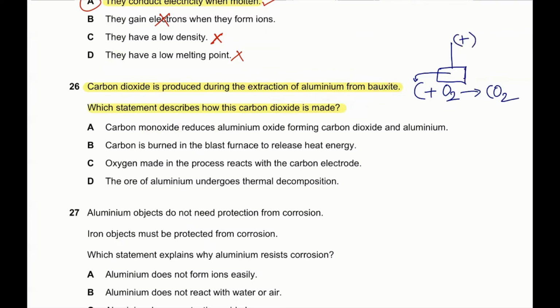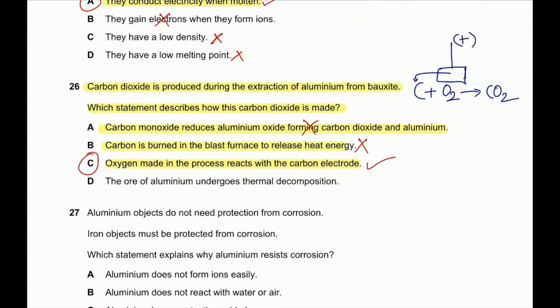Now let's see. Carbon monoxide reduces aluminium oxide to form carbon dioxide and aluminium. Guys, aluminium is extracted by electrolysis. Carbon is burned in the blast furnace to release heat energy. Aluminium is not extracted in blast furnace. Oxygen is made in the process which reacts with the carbon electrode. Yes, guys, this is the correct statement. Question number 26, C is the correct answer.